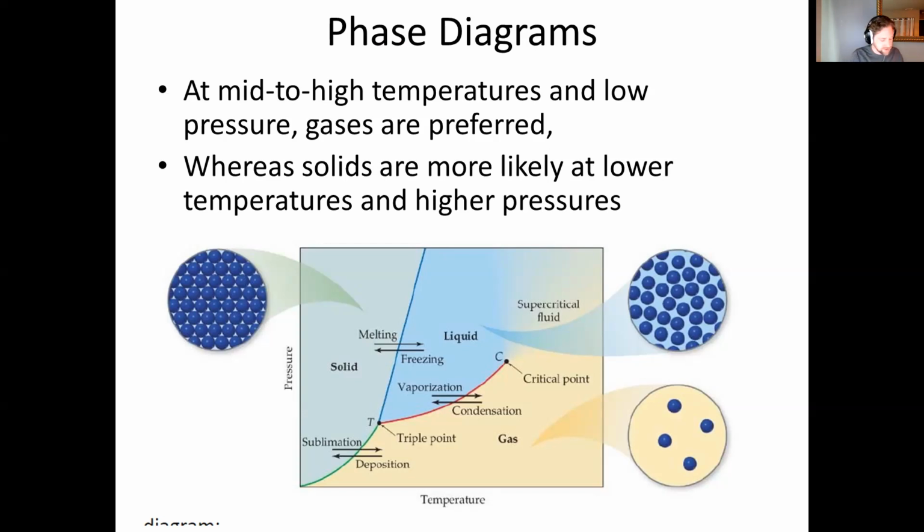This phase diagram is a generic phase diagram. This is not for water. Water, if I were to draw that in red, would deviate from the triple point more to the left. That would be what water would look like.